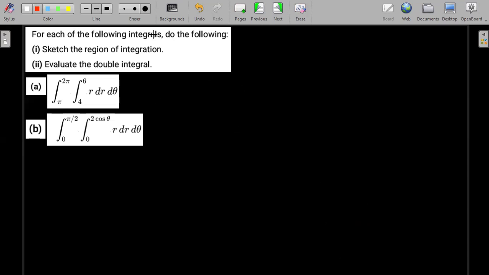They're saying for each of the following integrals, do the following. One, sketch the region of integration, and two, evaluate the double integral. We'll start with A.